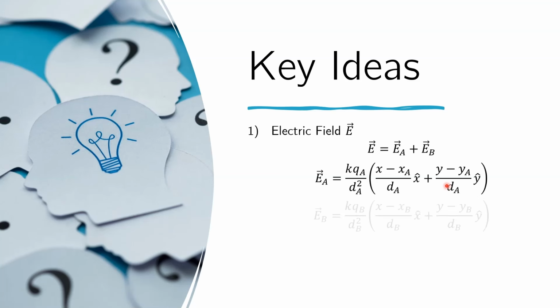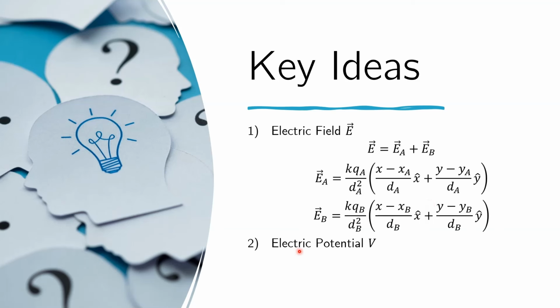And then here we have E sub B. Again, it's just the same. We just replace the A's with B's. Again, the charge Q sub B and the distance from the point x sub B, y sub B, where the charge is located. So the charge Q sub B is located at the point x sub B, y sub B, and we are looking for the electric field at the point x, y.